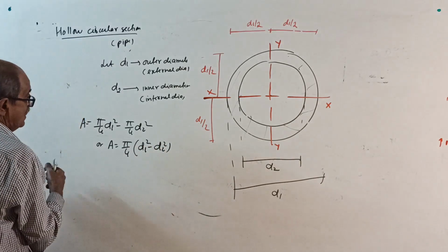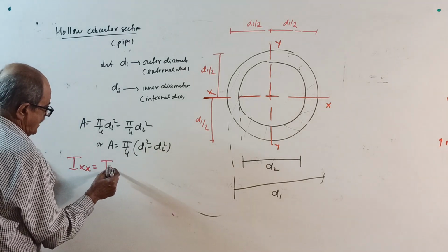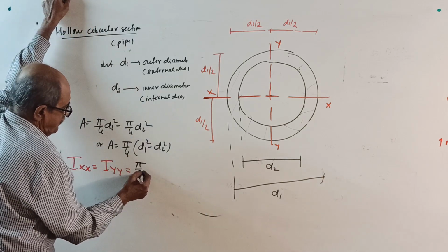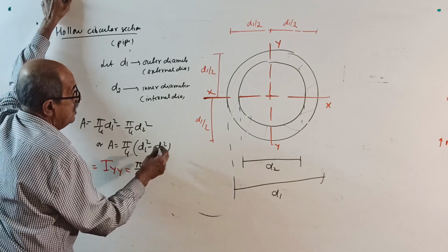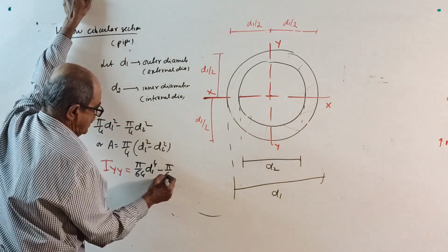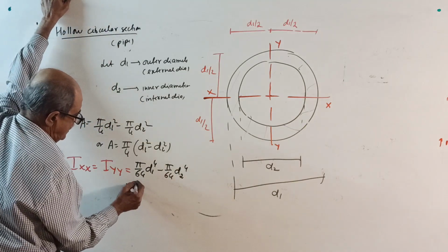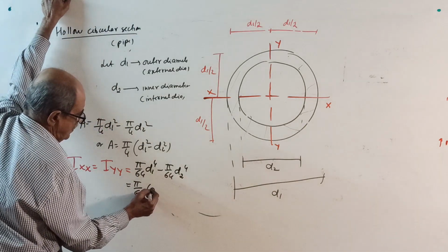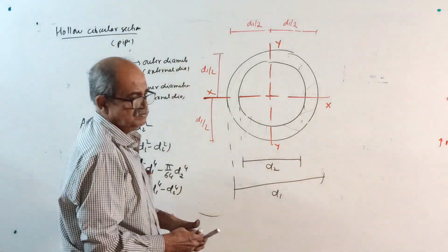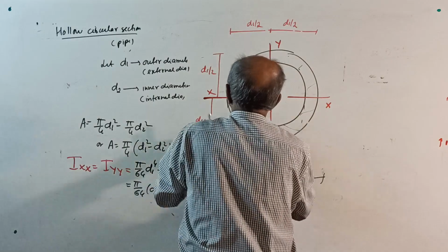Okay, area over. Now your I about XX will be equal to I about YY equal to pi by 64 of D1 power 4, I of the full circle, minus pi by 64 of D2 power 4, or you can tell pi by 64 of D1 power 4 minus D2 power 4. That's all. Actually not required here. Anyway, this much I have done.